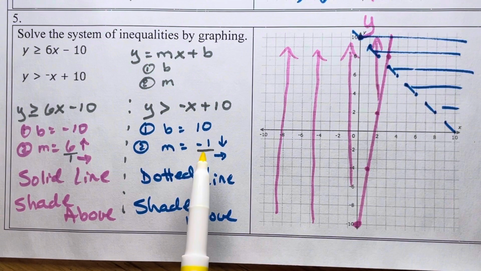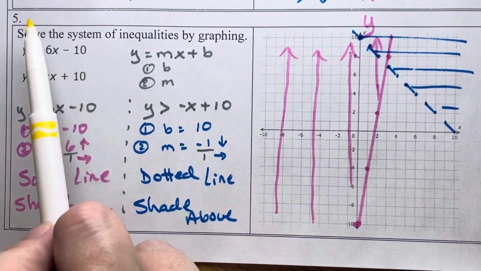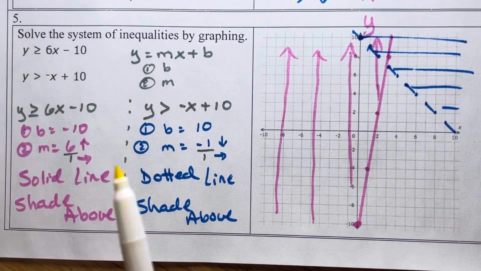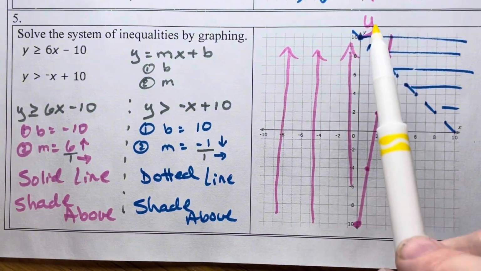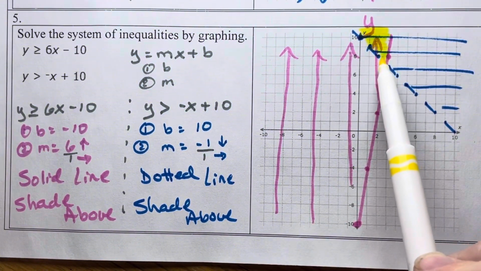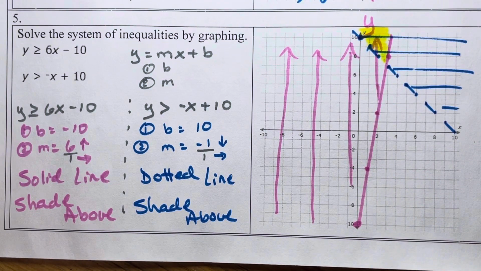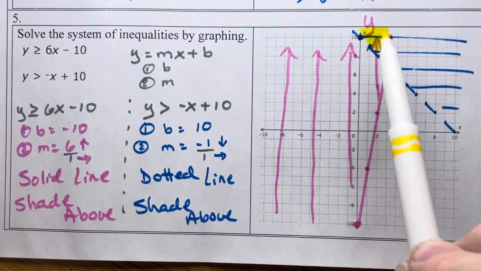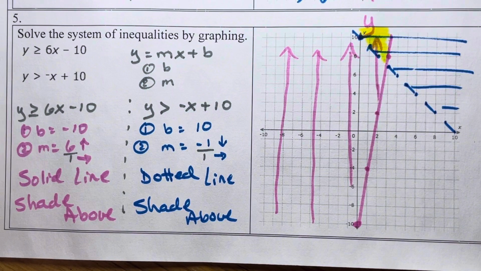Anyways, we are always looking for the system solution to be where the colors overlap, which is going to be all the way up here in this tight little region there at the top of your graph, in just this little wedge right there, because that's the only place that your colors overlap. And there you go.